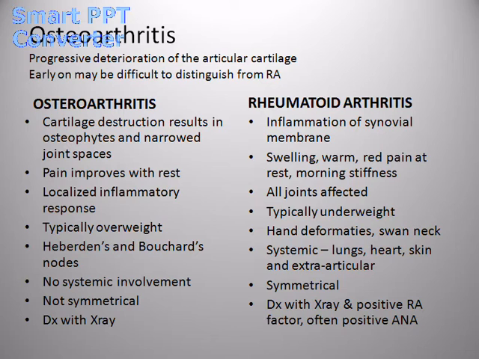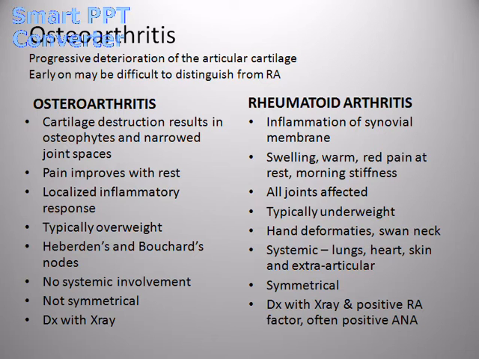If we look at osteoarthritis to begin with, in the disease process, it is cartilage destruction with bone spurs, like I said before. And those bone spurs are at joint ends, and it's degenerative. The symptoms the individual feels: there's pain with activity, but it improves with rest. It's a localized inflammatory response. The individual is usually overweight, and they have Heberden's and Bouchard's nodes, which I have an example of on the next slide. There's no systemic involvement. It's all articular, and it is not symmetrical. Osteoarthritis is not symmetrical, and it's typically diagnosed through X-ray.